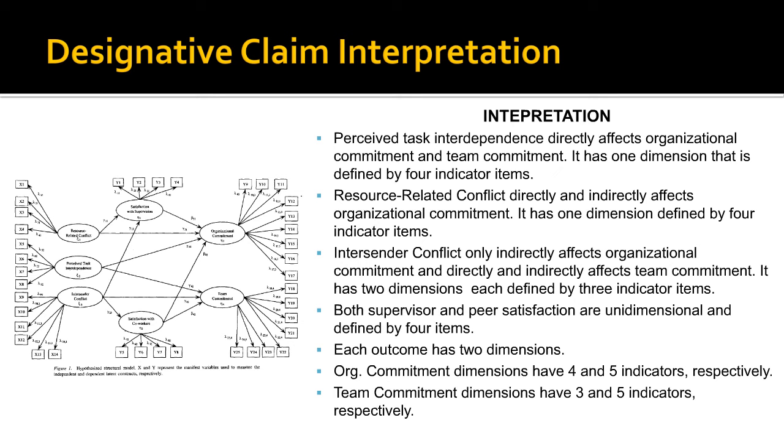As previously mentioned, inter-sender conflict is expected to have a direct effect on team commitment and indirect effects on both forms of commitment. Notice especially how the definitive claim for inter-sender conflict shows 2 separate scales, each with 3 indicators. This is called a multidimensional factor. Factors that are defined with only one scale are called unidimensional factors. The outcomes are both multidimensional factors.